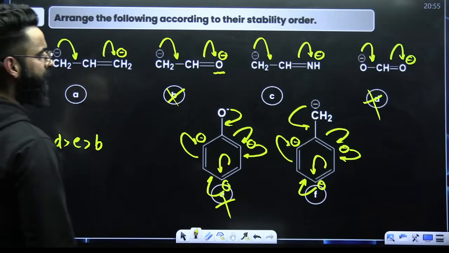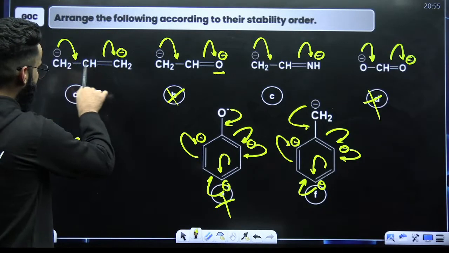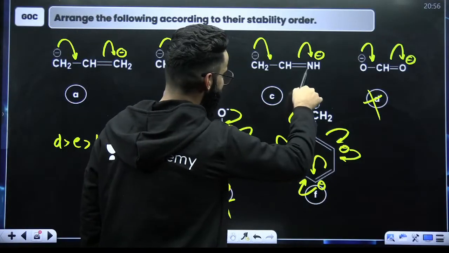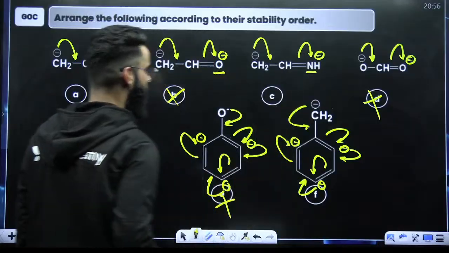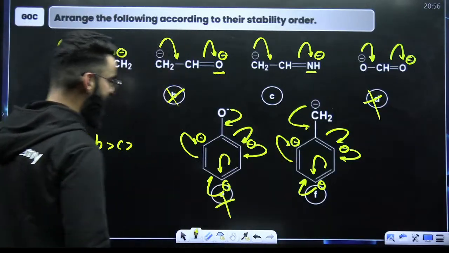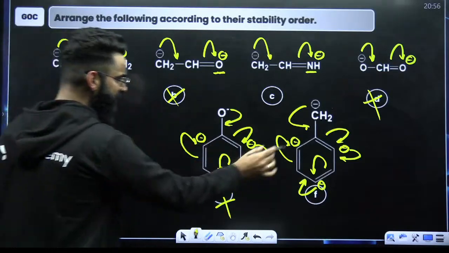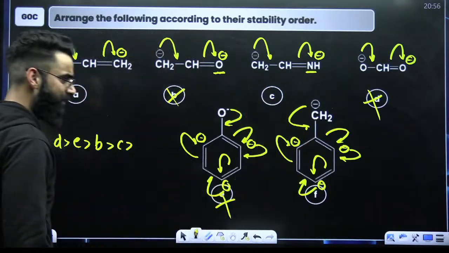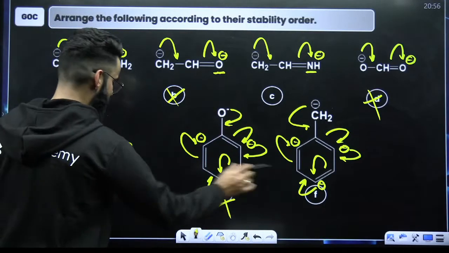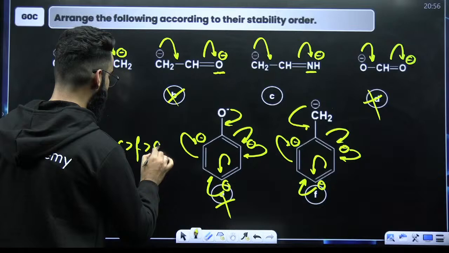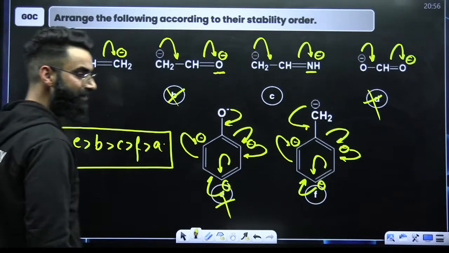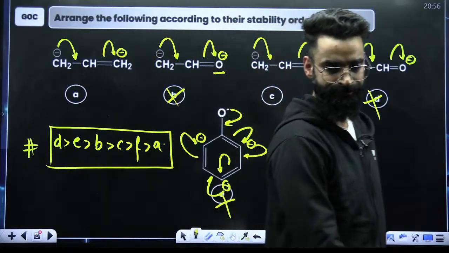Now what all are left? There is no electronegative element here, right? There is electronegative element nitrogen. Negative charge will be more stable on nitrogen, so C would be more stable. Now among A and F, negative charge is only coming on carbon, right? So among A and F, talk in terms of resonating structures. In case of F, resonating structures will be more, so more stability, and A would have lesser resonating structures. So this is going to be the final stability order of these molecules.